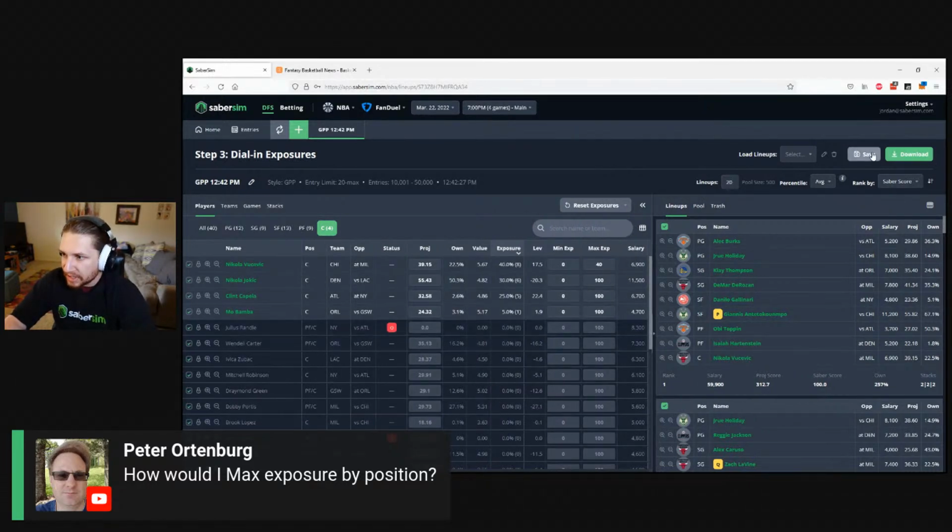And in this case, it was easy as that. But I think you're better off doing your by position max exposures in step 3.